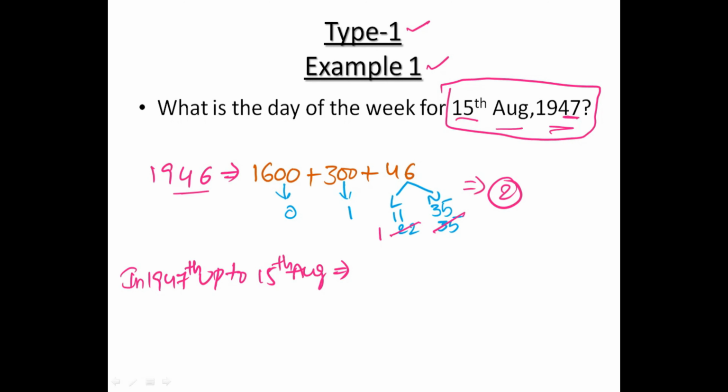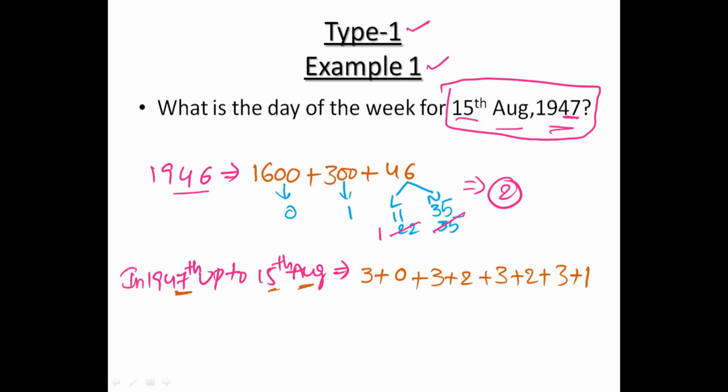Later, find the number of odd days in the 1947th year up to August 15. Up to August 15 means we have to start from January. January 3. February, because 1947 is not a leap year, 0 odd days. March 3. April 2. May 3. June 2. July 3. And August, 15 days only, so there is only 1 odd day.